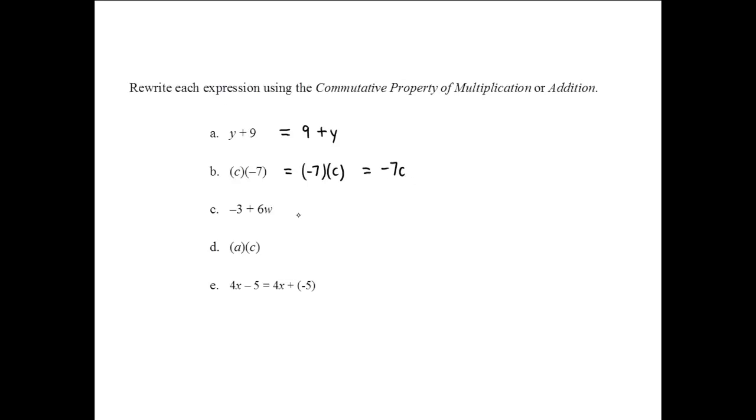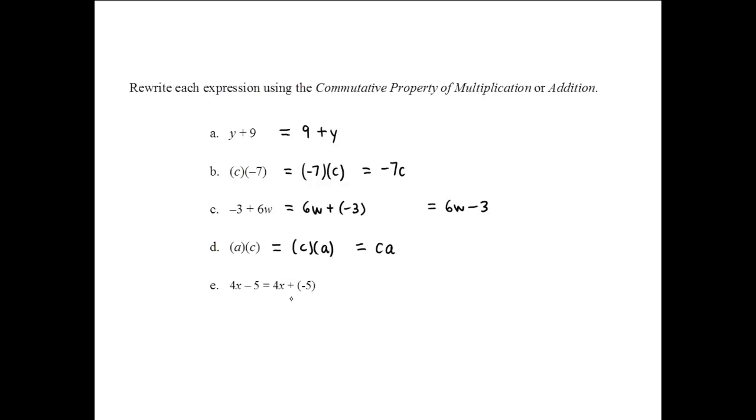Negative 3 plus 6w is equal to 6w plus negative 3. Adding a negative number, we could write this more simply as 6w minus 3. A times C is the same thing as C times A. We could drop the parentheses if we wanted to and write CA.